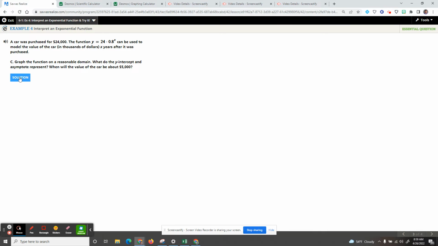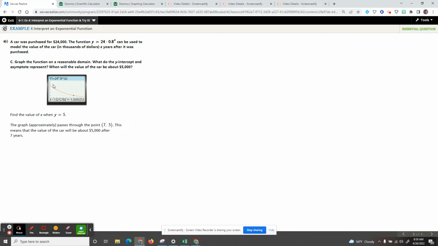So let's graph the function. All right, so here's the function graphed. Find the value of x when y equals 5. So it's about there, right? The value of x when y is about 5 is about 7. So that means after about 7 years, the car is going to be worth about $5,000.